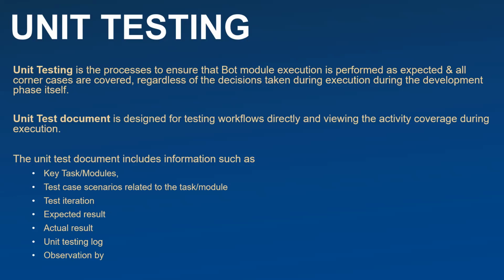Then we have the expected result column where you mention the kind of expected results you have, then actual results, which is the output of the bot when you tested that particular module. Then the unit testing logs and who has shared this observation. You may question why we capture the observation by someone, considering it's widely held that it's the developer who does the testing.